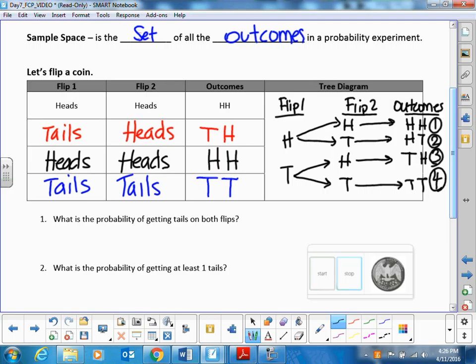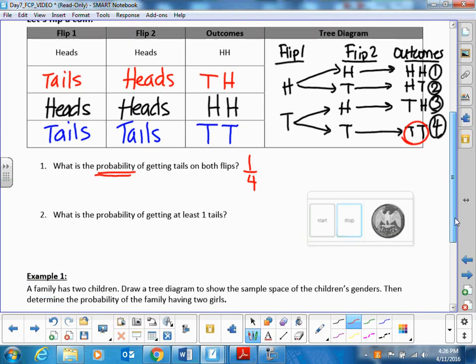Now, if we look at our questions, what's the probability of getting tails on both flips? You'd have to look at your tree diagram to say, okay, here's my probability of getting 2 tails, and it would be 1 out of the 4 outcomes. So here's a specific probability where I'd say, okay, it's 1 out of 4. But that's asking for the specific probability, not the possible outcomes. And that's when you would use a tree diagram as opposed to using the fundamental counting principle. And I'll show you why in just a minute.